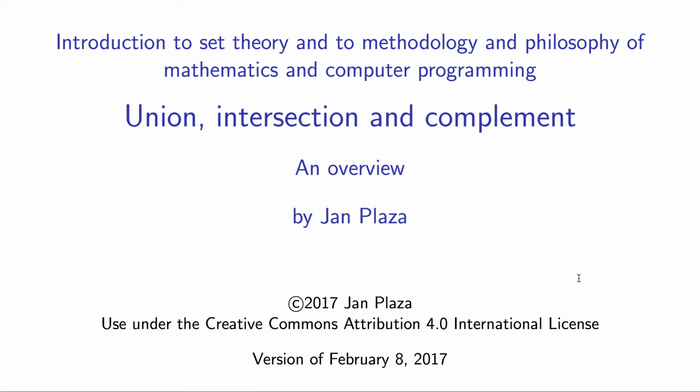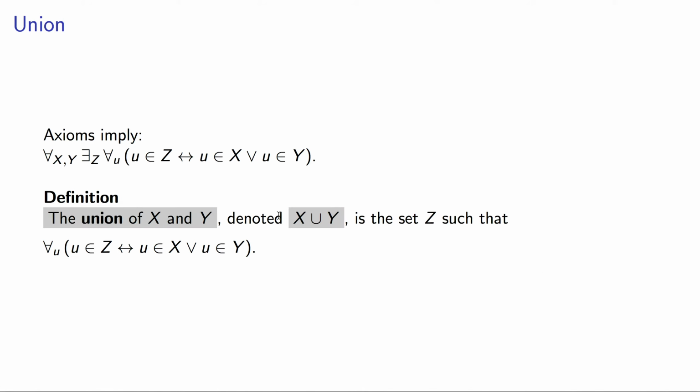Union, intersection and complement. An overview. Axioms of set theory imply the following. For any sets X and Y, there exists a set Z with this property. Namely, U is a member of Z if and only if U is a member of X or U is a member of Y.